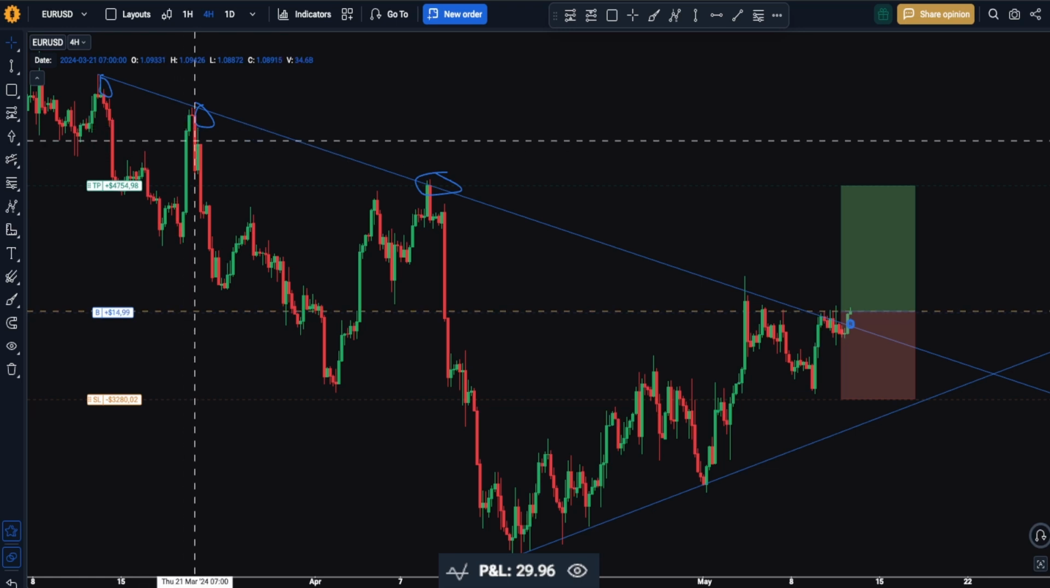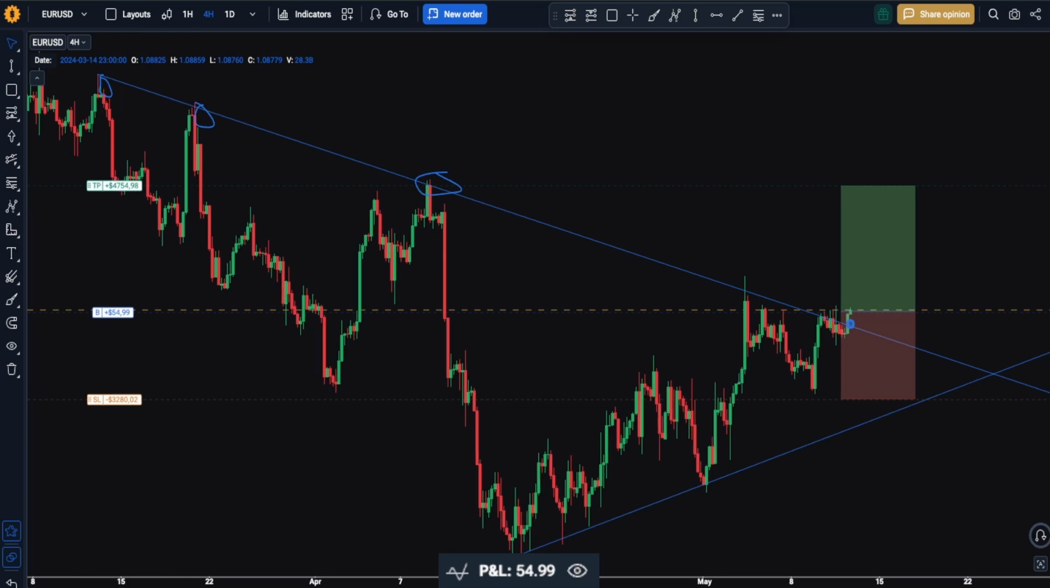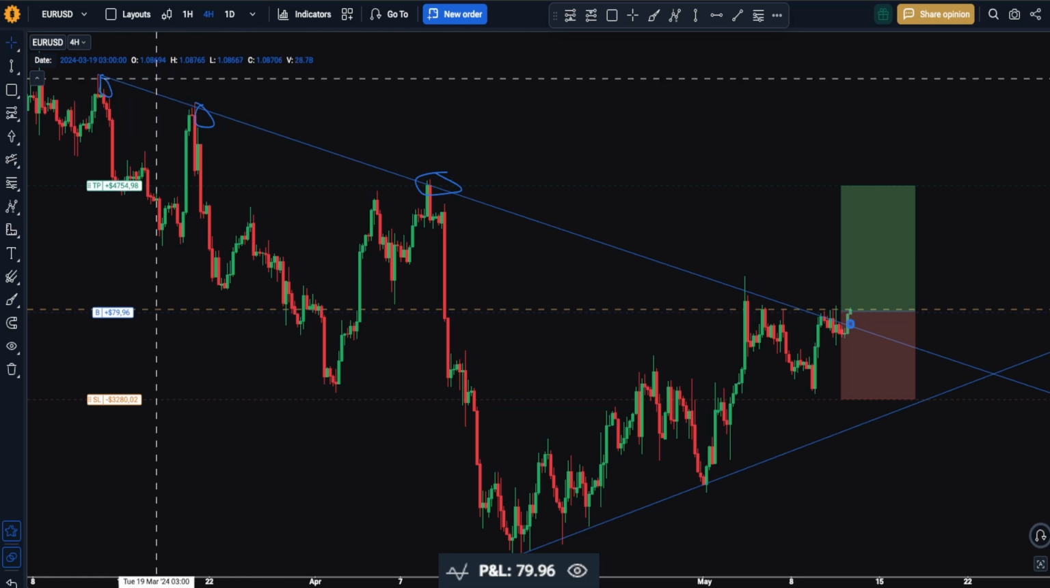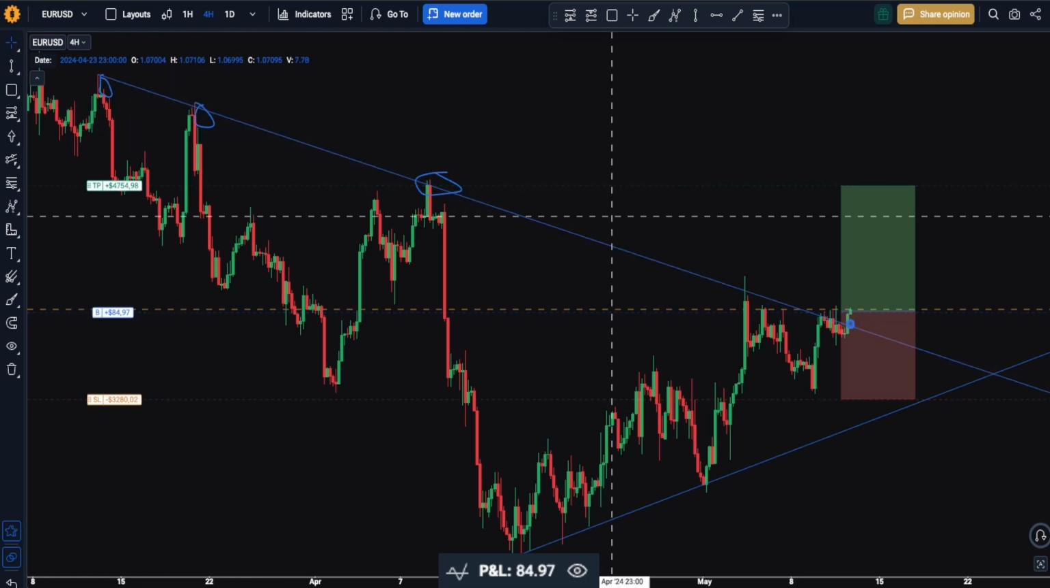Alright, let's start with 4-hour time frame. This is where I identified the setup. As you can see, Euro USD has been trading within this descending trend line for many days. Look at these rejection points: 1, 2, 3, and 4.